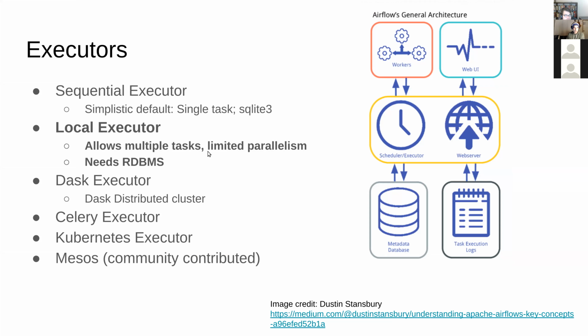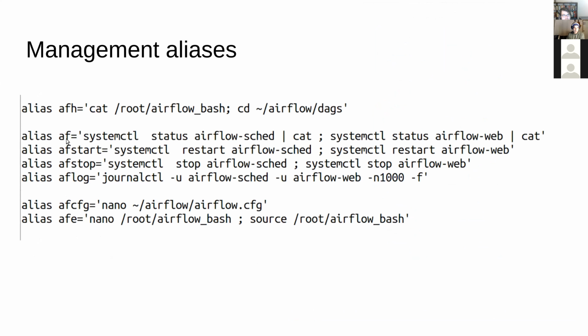By default, you get the sequential executor, which can just do a single task and writes to SQLite 3, which doesn't handle parallelism. So if you simply upgrade to this one, it's actually pretty good. If you want to get fancy, you can run Celery and have many servers working. I set up some simple bash commands to help manage it, to show the status, to start and stop. This is basically just starting and stopping both the scheduler and the web server. Looking at the log isn't really needed unless there's a problem with Airflow itself, which has been pretty rare for me.